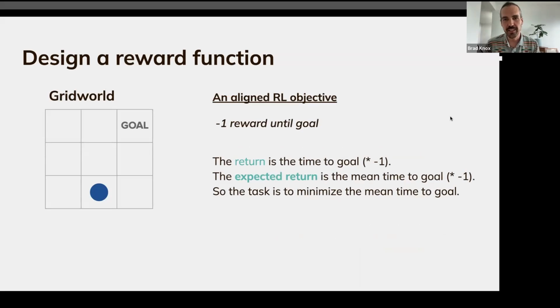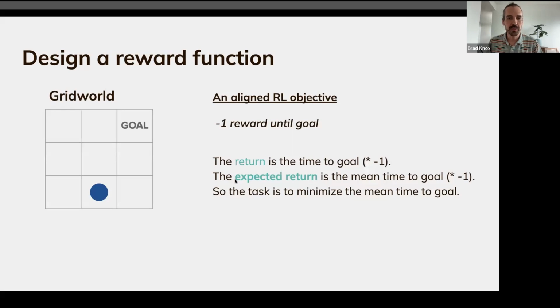So here's an aligned RL objective, and this is the one that most commonly you would see, and I think this is what you would see in the Sutton and Barto textbook: just a -1 reward every time step until you reach the goal. And one thing you can do to evaluate this is to think about the return. So the return here is the time to goal times -1.